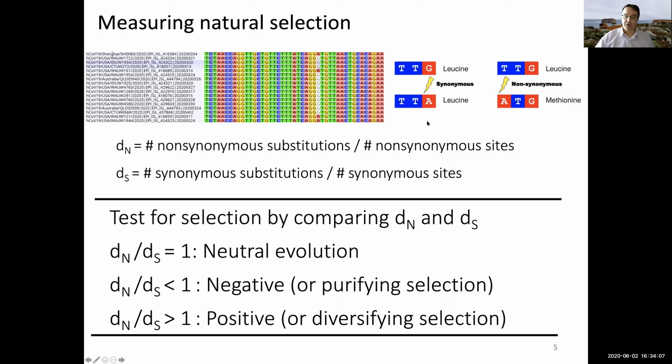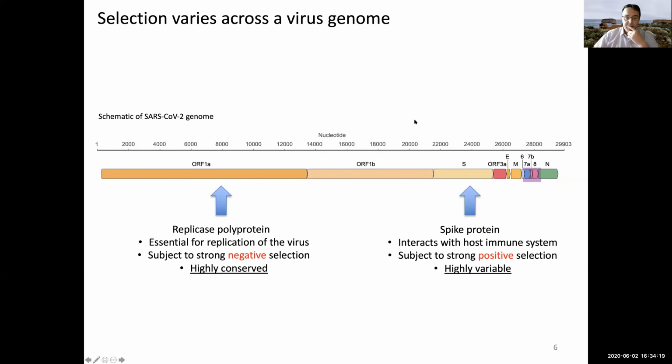And then we have positive selection, where we have more of the mutations that produce a change in the amino acid and the resulting proteins. And what are the effects of these? Well, across a genome, we don't have equal application of selection pressures.